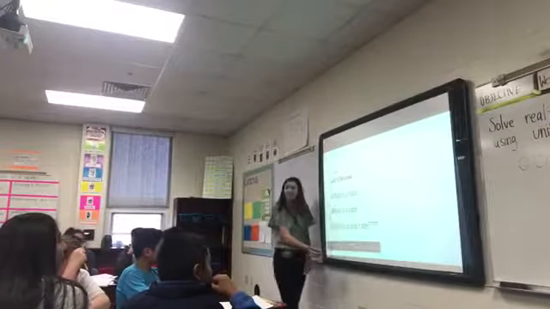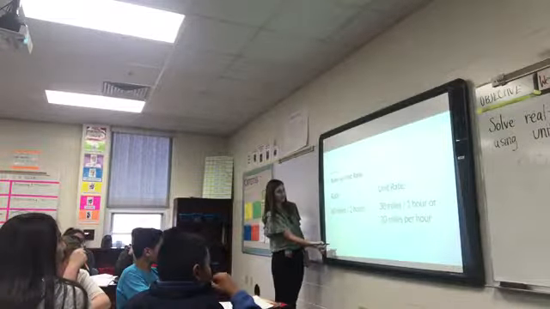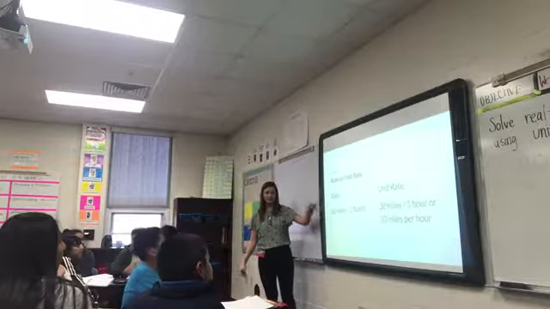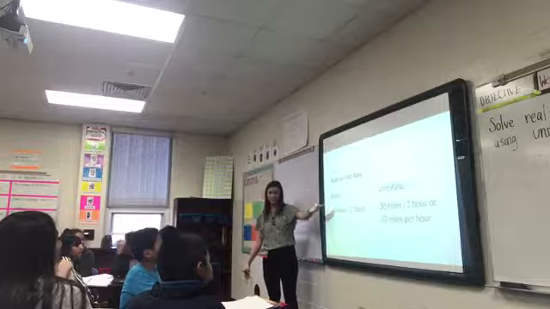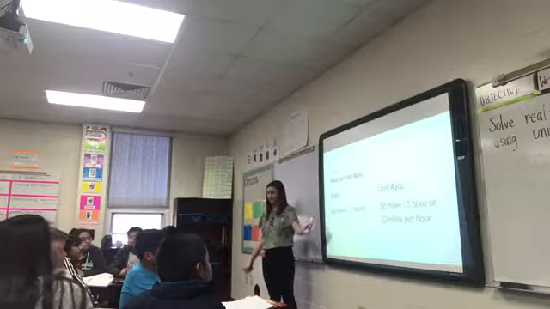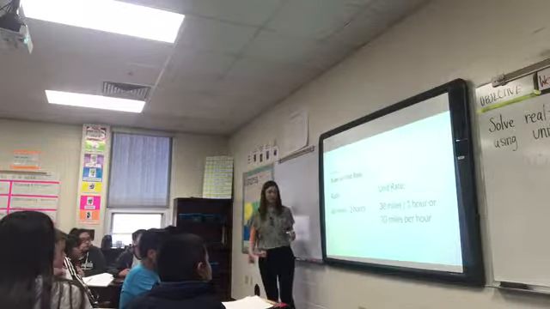So an example of a rate would be 60 miles in 2 hours. And then you can condense that into a unit rate, which is 30 miles in 1 hour, or like we say when we drive, 30 miles per hour. Does that make sense? Okay.